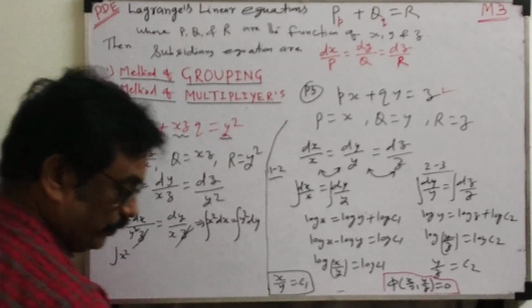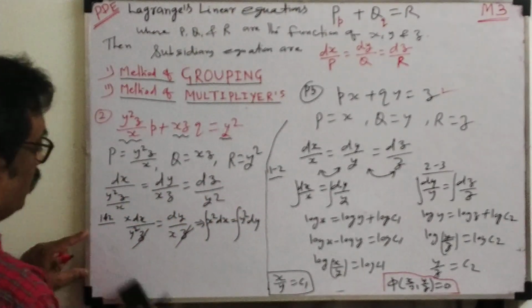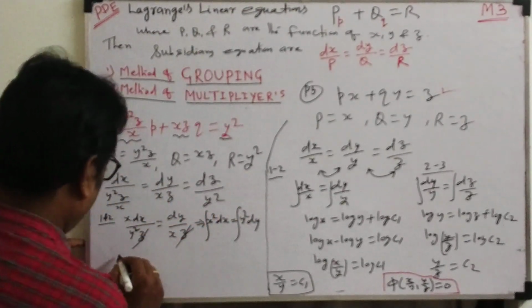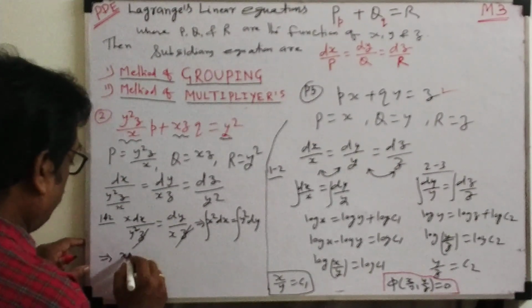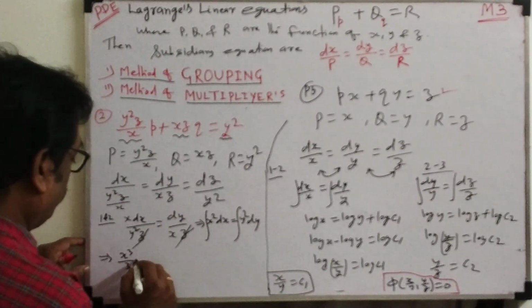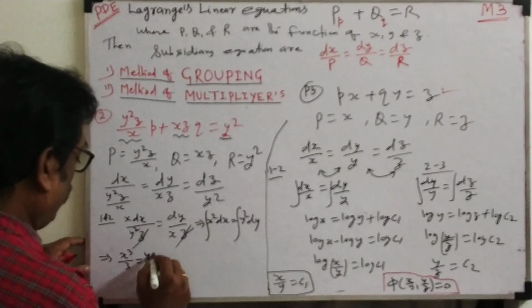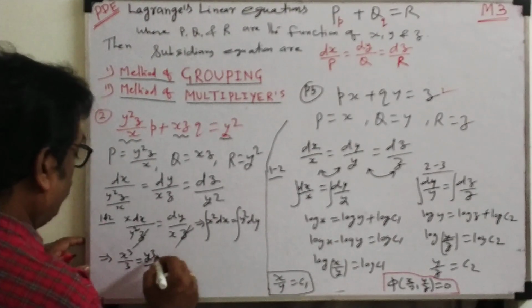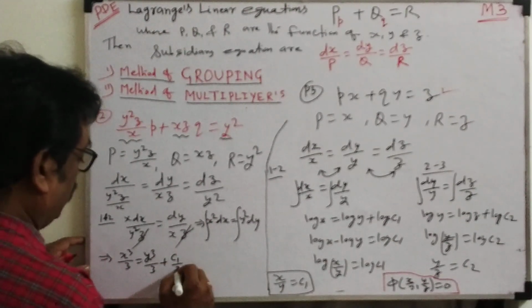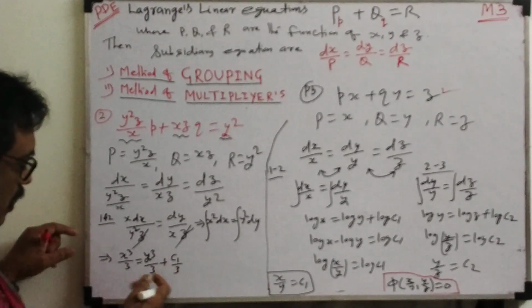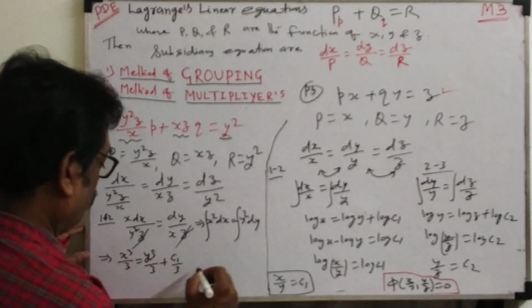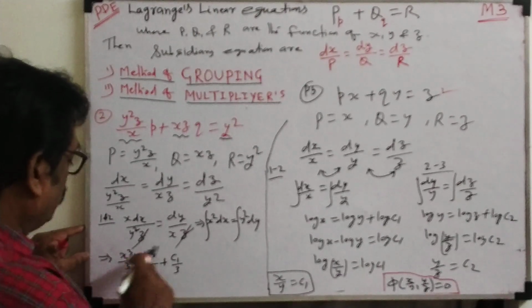What will we get here? Integrating both, x cube by 3. I am writing here x cube by 3 equal to y cube by 3 plus some constant. You give C1 by 3. Why am I writing 3 now? Suppose you take the LCM.